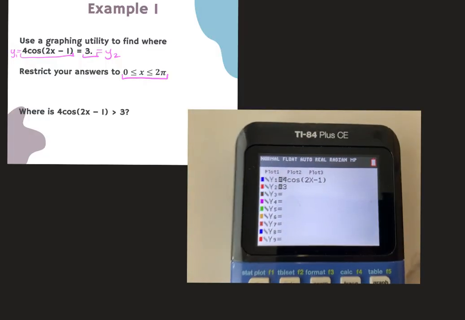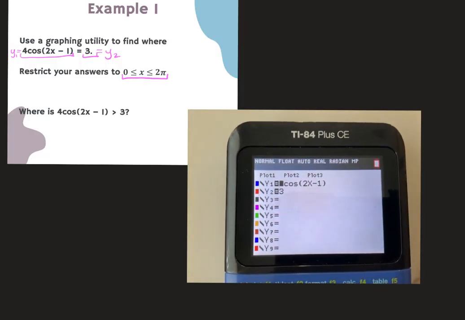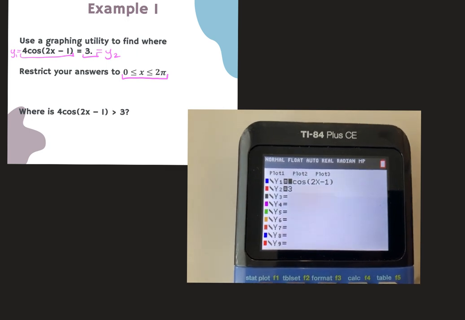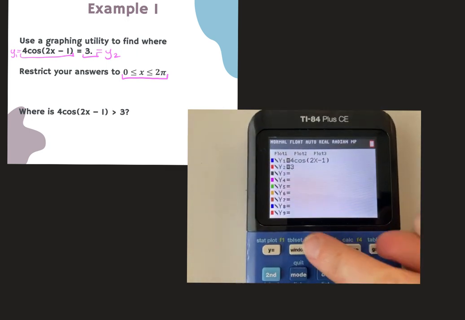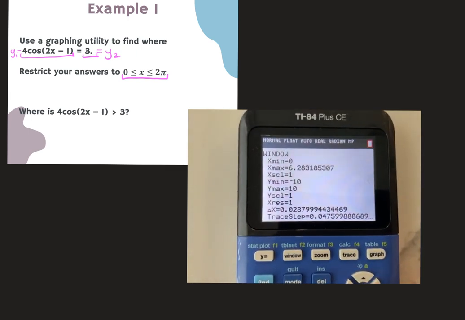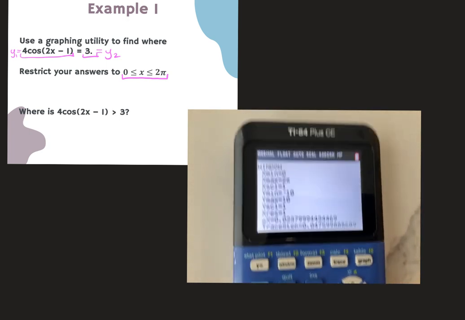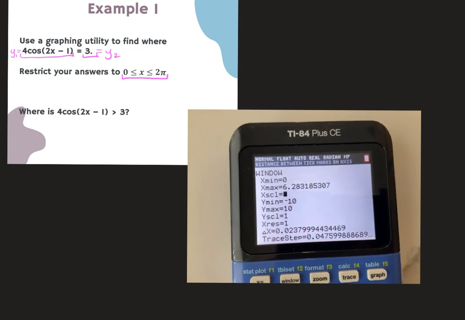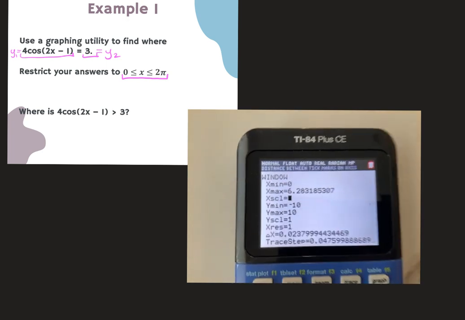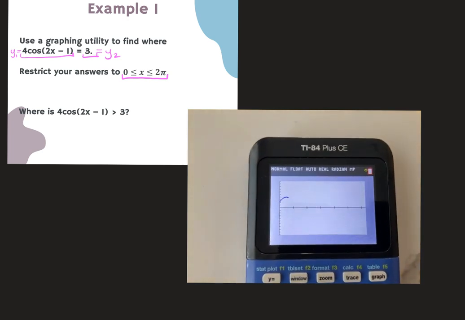Okay, so you'll see in my y1, I have 4 cosine of 2x minus 1, and then in my y2, I've got 3. And then I'm going to go to my window, and I'm going to make it 0 to 2 pi. So when you first type in 2 pi, it will look like that. And if you enter, it's going to actually go ahead and approximate what that 2 pi would be. Now I'm going to graph it.